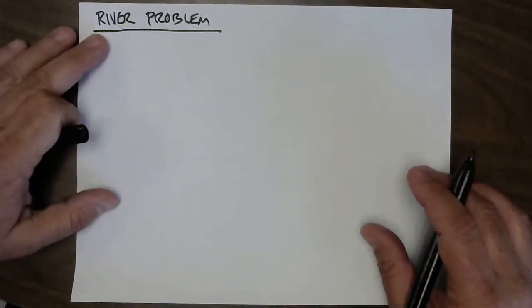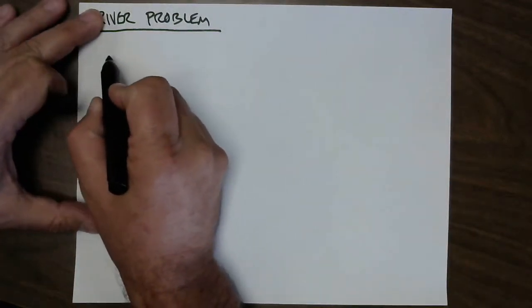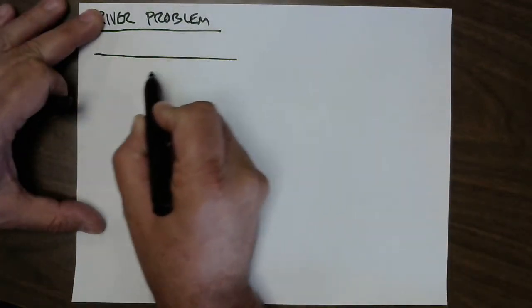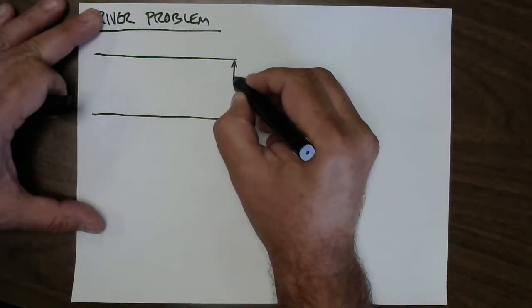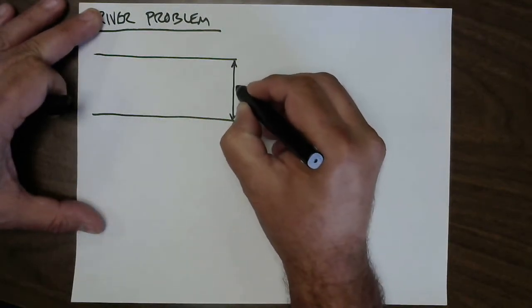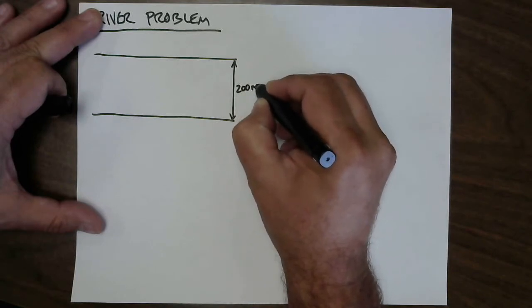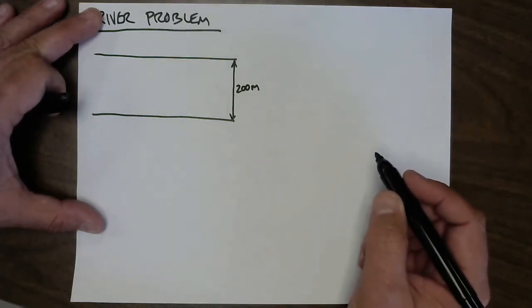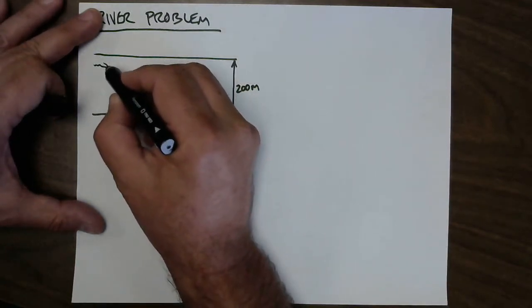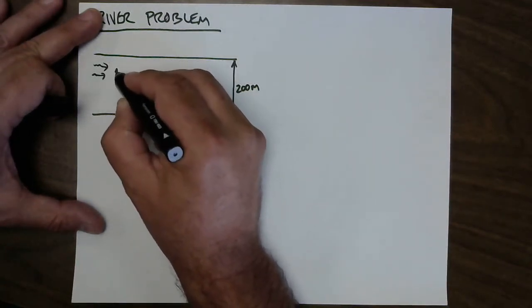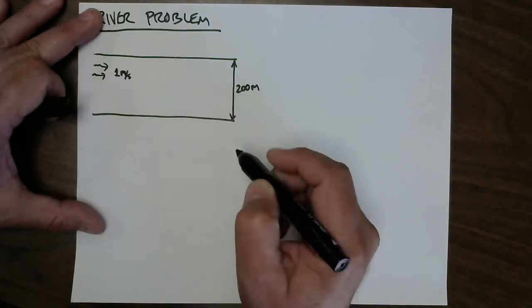All right, so the river problem, we draw a picture of a river as seen from above. So there's the far bank and the near bank of the river, and the river is going to be some width at this point. I'm just going to go ahead and call it 200 meters across. 2 football fields, that seems reasonable for a river. This river, however, has a current flowing in it, and the current is going to be 1 meter per second.